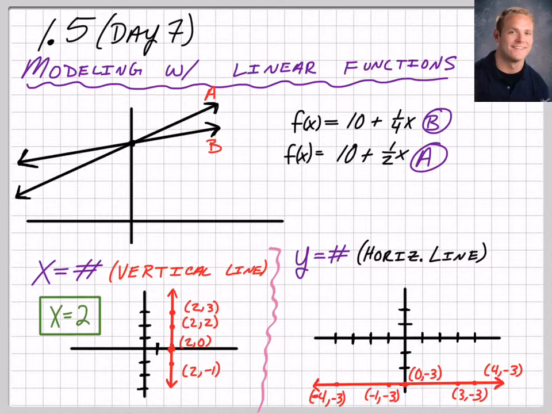So what do you notice is the same for all of these points? The y-coordinate doesn't change, right? No matter what the x is, the y is equal to negative 3. So to make this horizontal line, if it's y equals negative 3, you go to negative 3 on the y-axis and draw your line horizontally.